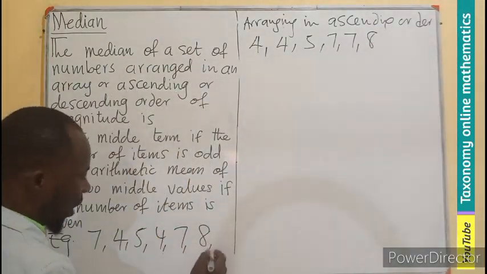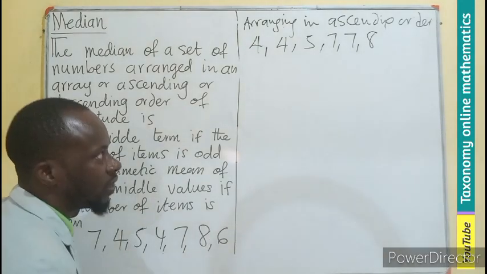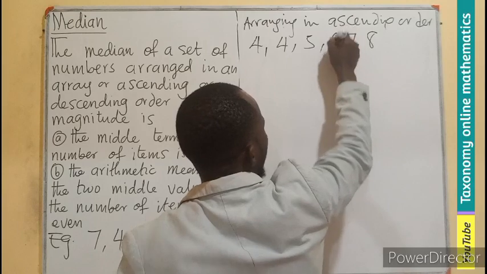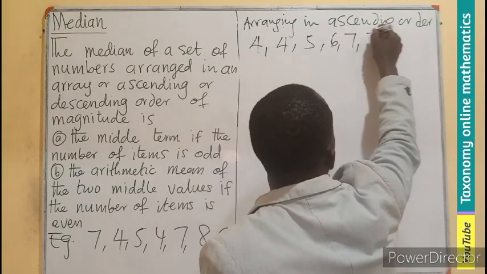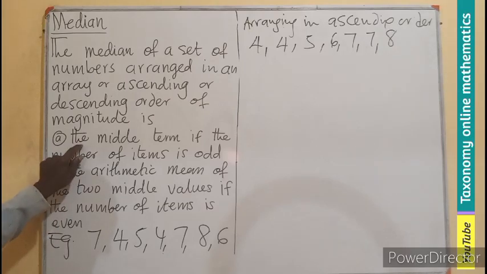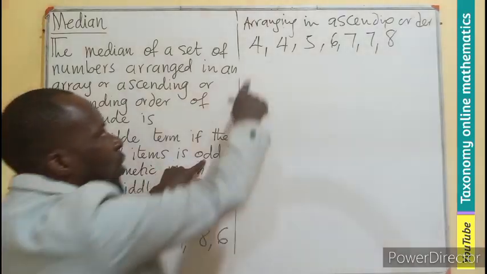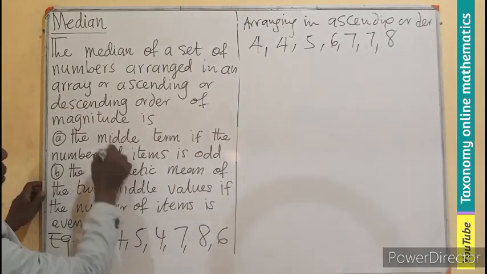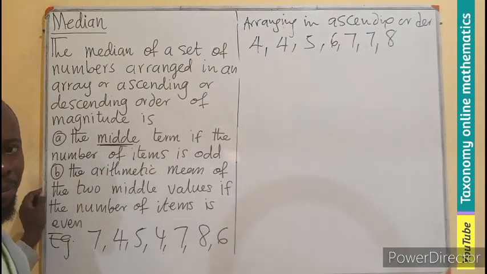So let me start with the first one. Let's say we introduce 6. If we introduce 6, here is going to be 6, 7, and 8. So that the number of entries is going to be an odd number. 1, 2, 3, 4, 5, 6, 7. So we are only going in for the middle term.